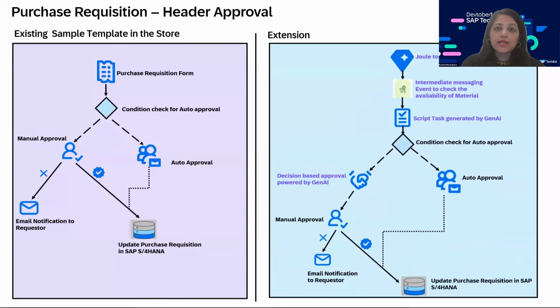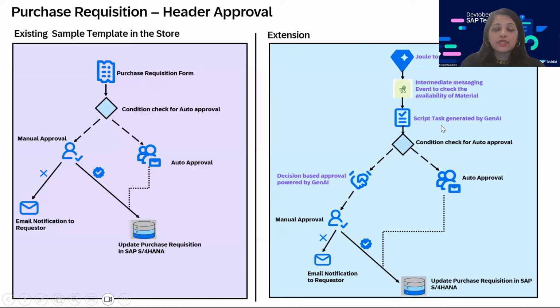Let's see how we are going to extend this with the GenAI capabilities. Instead of a purchase requisition form, we are going to introduce a Joule trigger where the requester can talk to Joule in natural language and communicate what has to be added into the purchase requisition. We are also introducing an intermediate messaging event. In this case, it will go to Integration Suite and check for the stock availability of the material. This is one of the latest features of SAP Build Process Automation.